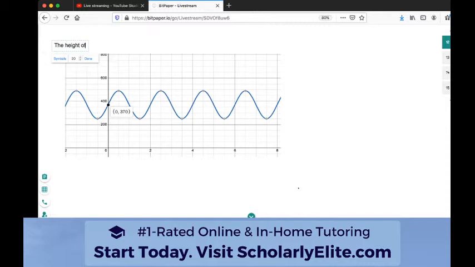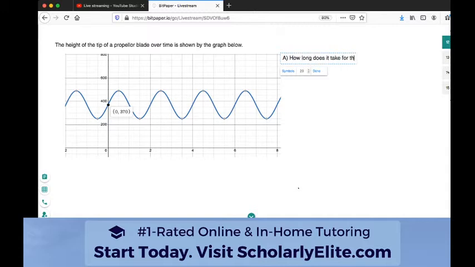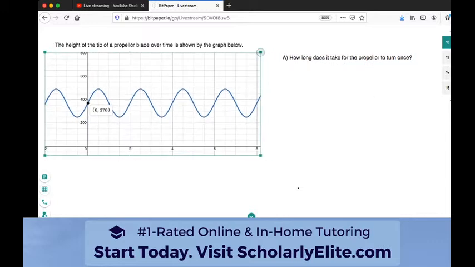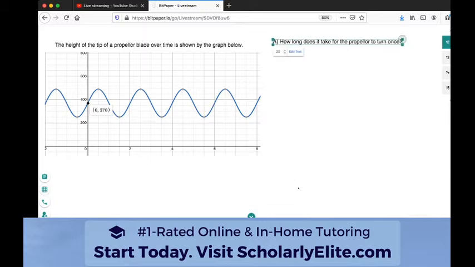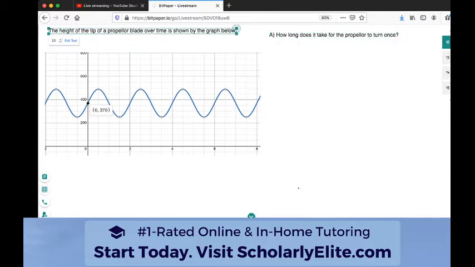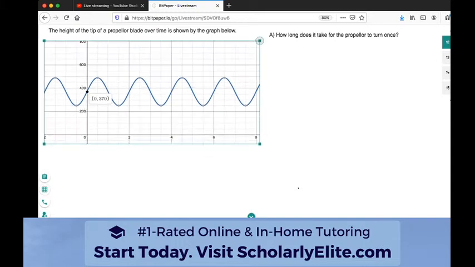But let's type in the question here. So the height of the tip of a propeller blade over time is shown by the graph below. So question A is, how long does it take for the propeller to turn once? Great, so let's talk about that. Again, let's move this over a bit. And just move this up. Great. Okay, guys, so how long does it take for the propeller to turn once?